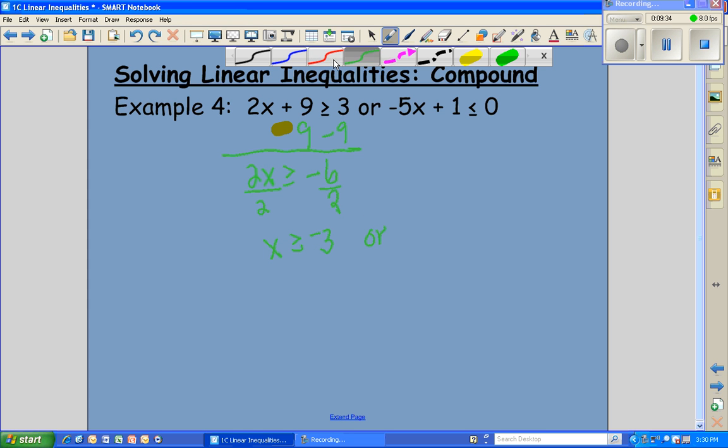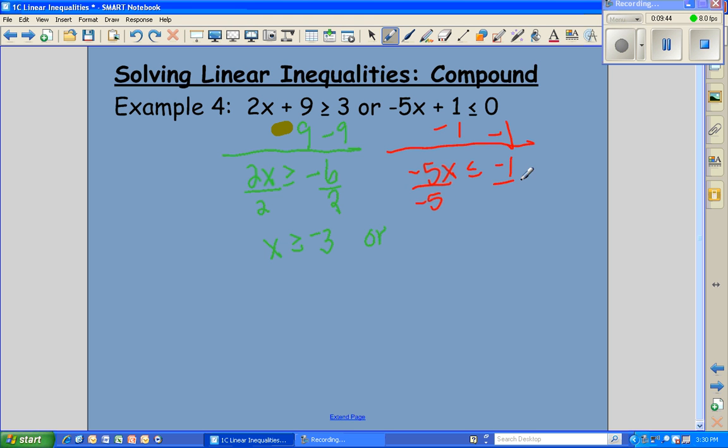Or, on the other side, subtract 1 from each side. -5x is less than or equal to -1. Divide each side by -5. I'm dividing by a negative number, so I need to flip that inequality symbol around. And so this guy would be x is greater than or equal to 1/5. So this is an or situation.